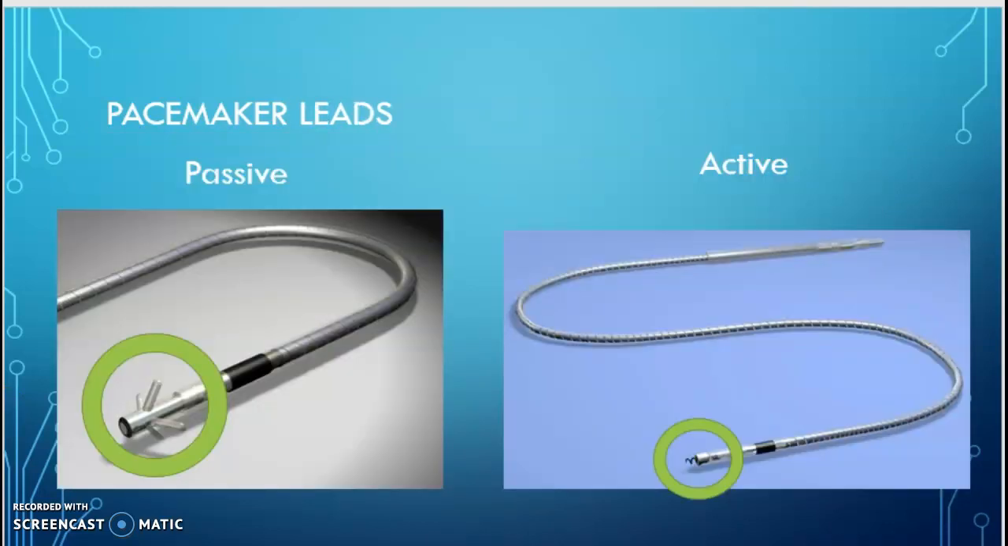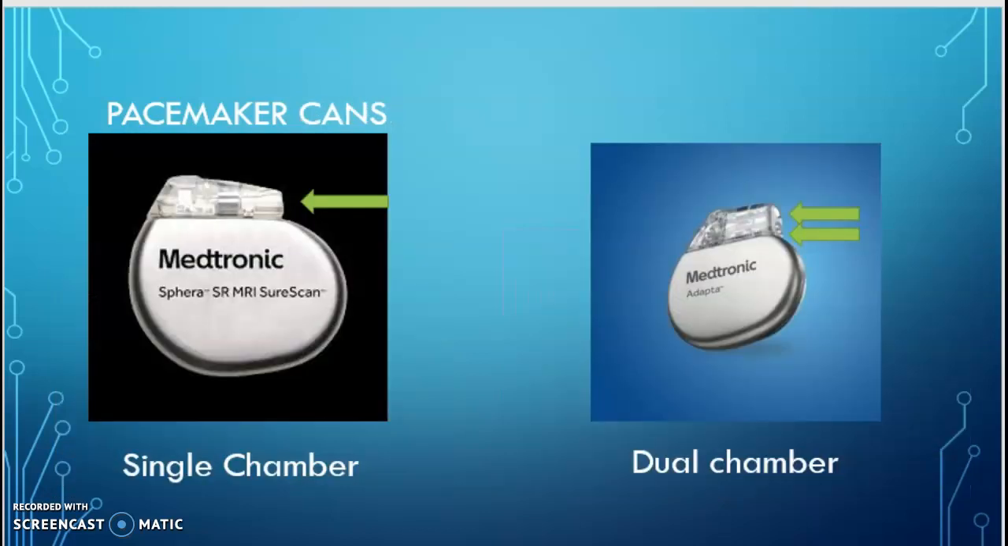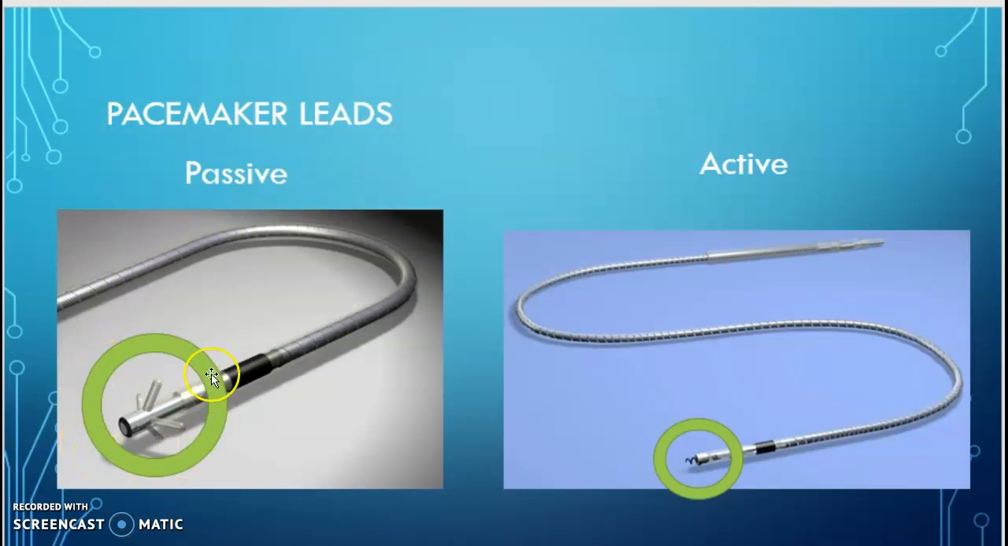Now let's talk about leads. There are both passive and active leads. A passive lead, right here, as you can see by the circle, does not have a screw attached to it. Instead, it has tines that hook under the heart tissue. Those are demonstrated right there. Passive leads are implanted in patients that are older or sicker with weaker heart muscles. As is imperative, a hole is not poked into the heart. Unfortunately, if a hole is poked into the heart, we have a whole list of complications, one including fatality.